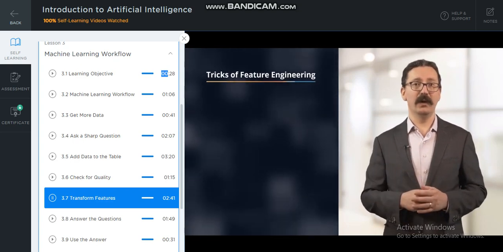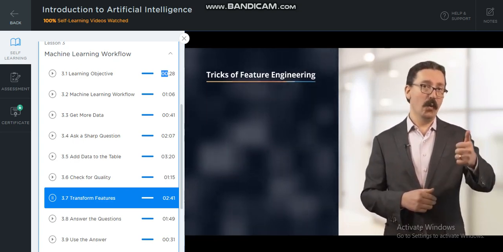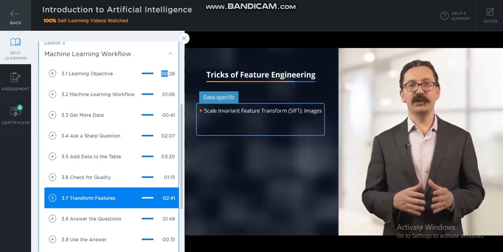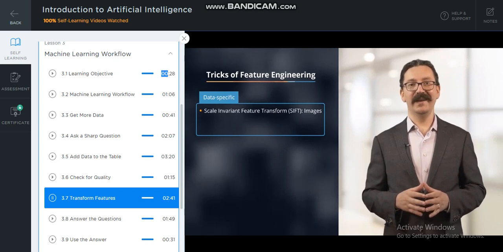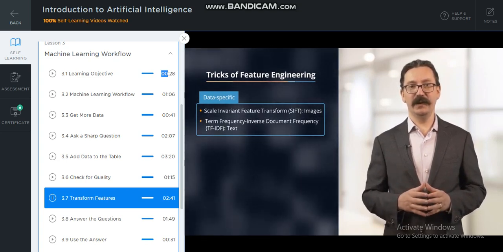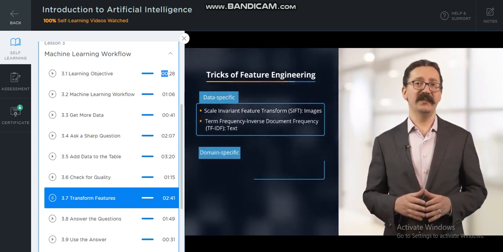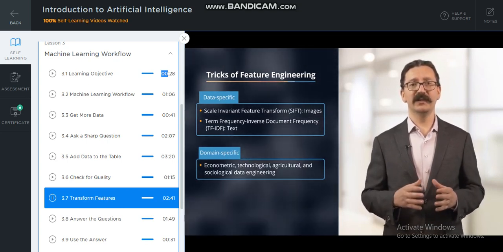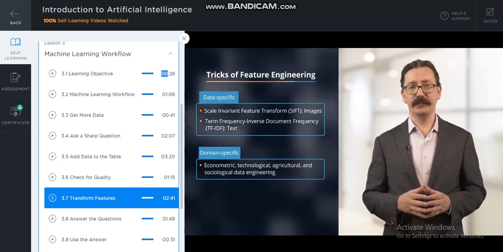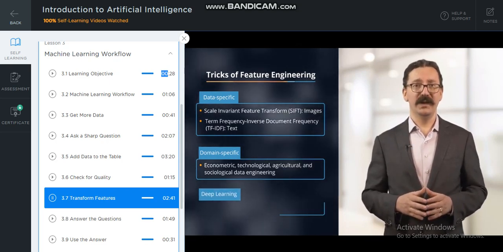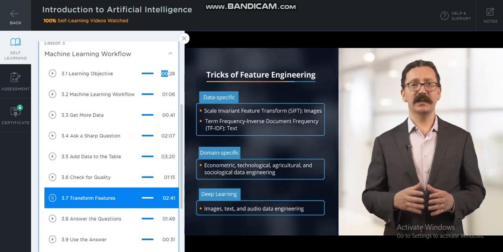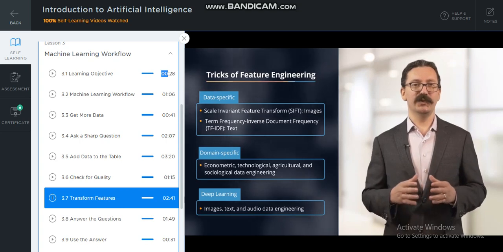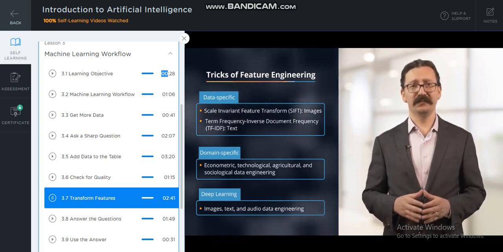There are 3 tricks of feature engineering. 1. Data specific. This involves scale invariant feature transform or SIFT and TF-IDF data engineering. 2. Domain specific. This involves econometric, technological, agricultural, and sociological data engineering. 3. Deep learning. This involves images, text, and audio data engineering. Let's proceed to understand transform feature in more detail with an example.